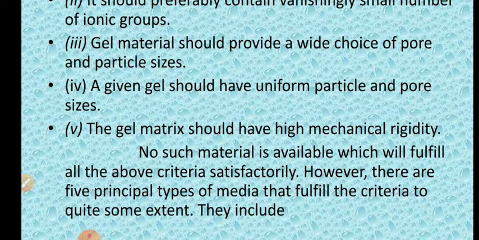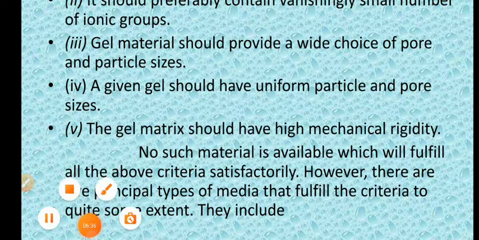What are those 5 types of gels? Number 1, dextran. Number 2, agarose. Number 3, polyacrylamide gel. Number 4, styragel. And number 5, porous glass beads. That we will discuss in the next presentation.